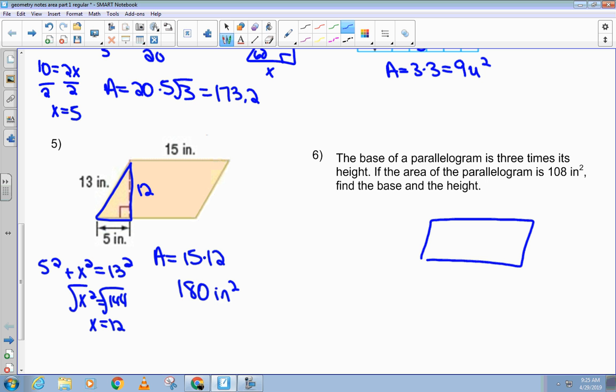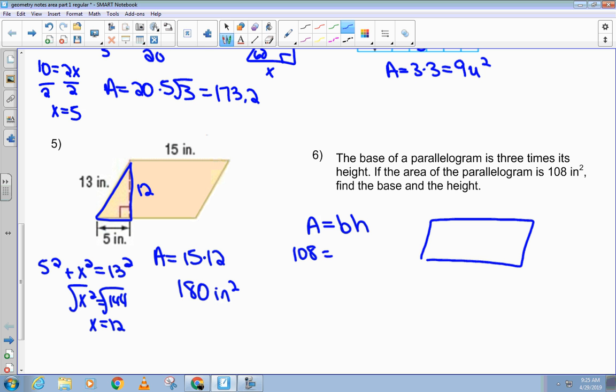Alright, it says the base of the parallelogram is 3 times its height. If the area of the parallelogram is 108 inches squared, find the base and the height. So remember, area is base times height. I know the area, so I'm going to replace the area with 108. Now I've got to figure out what I'm going to put in for the base and the height.